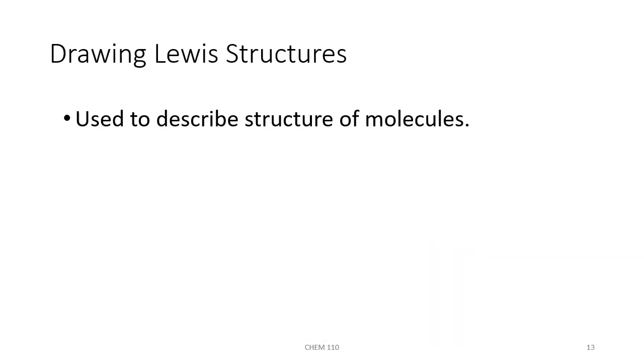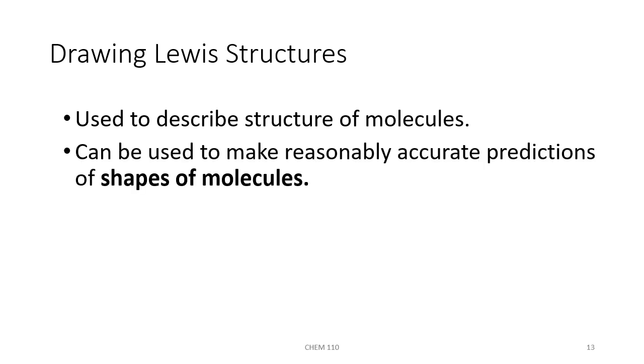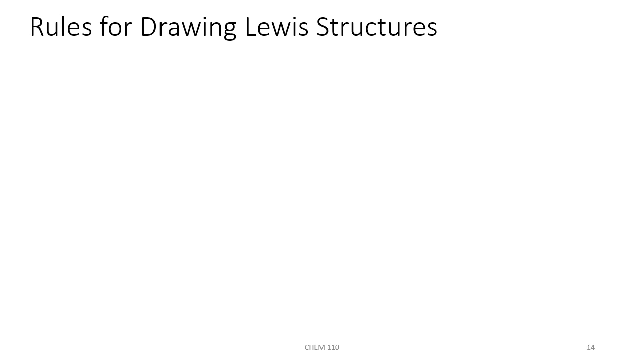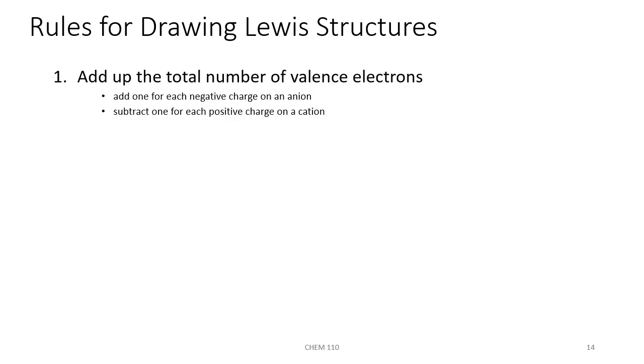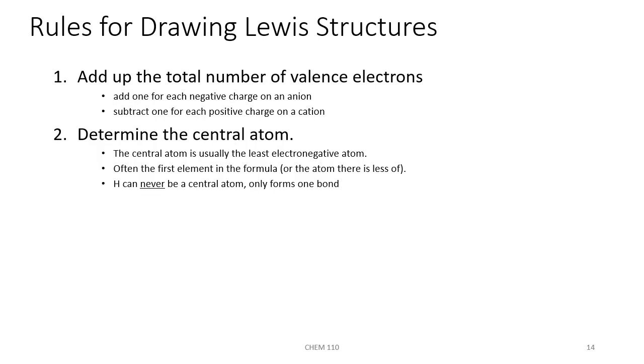Lewis structures can be used to describe the structure of various molecules. We can make reasonably accurate predictions about the shape of the molecules and their bond angles based upon their Lewis structures. Let's go through the rules for drawing Lewis structures. Number 1, add up the total number of valence electrons. The valence electrons can be found by looking at the group number for a particular element. If we have a polyatomic ion, we would add 1 for each negative charge on an anion, and we would subtract 1 for each positive charge on a cation.